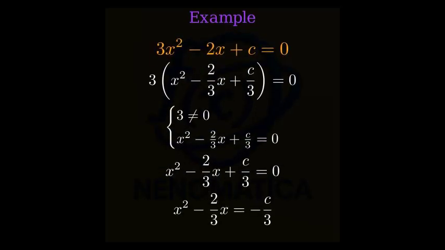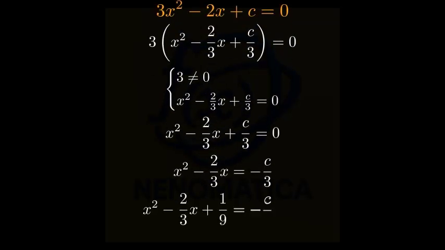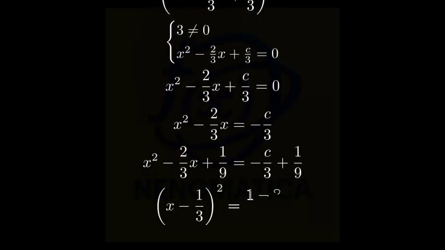Step 3. Move the constant term to the right side. Step 4. Complete the square. The middle coefficient is negative 2/3, so 1/2 of that is negative 1/3, and its square is 1/9. Add 1/9 to both sides.